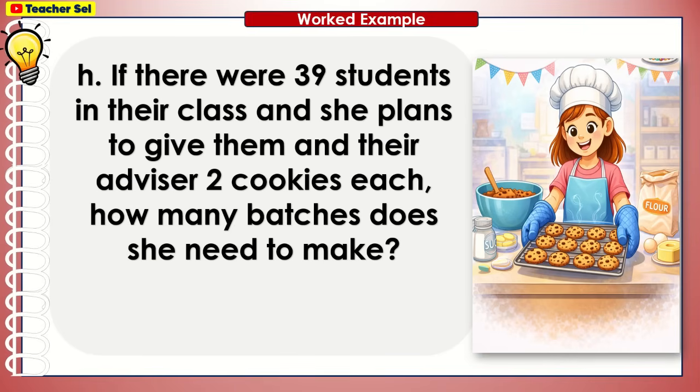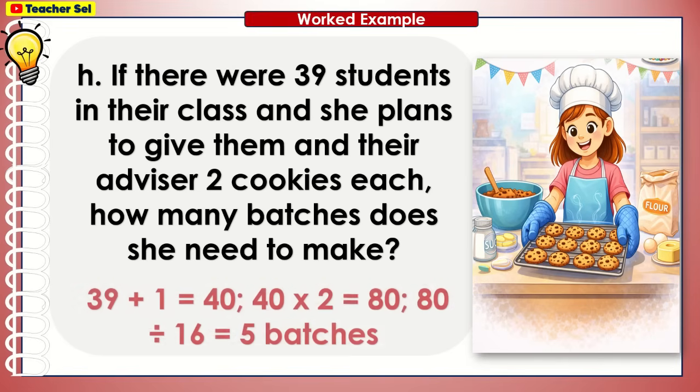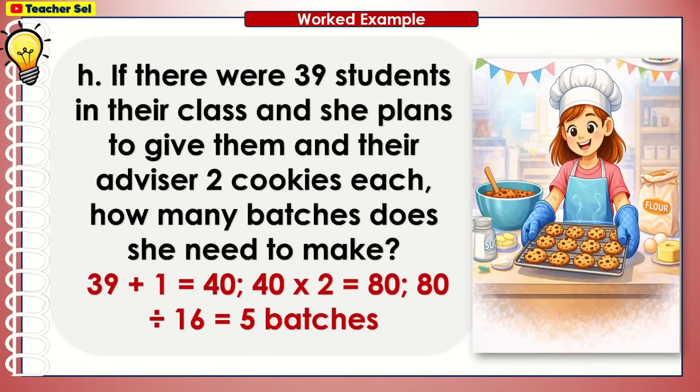If there were 39 students in their class and she plans to give them and their advisor 2 cookies each, how many batches does she need to make? 39 plus 1 is equal to 40. 40 times 2 is equal to 80. 80 divided by 16 is equal to 5 batches.